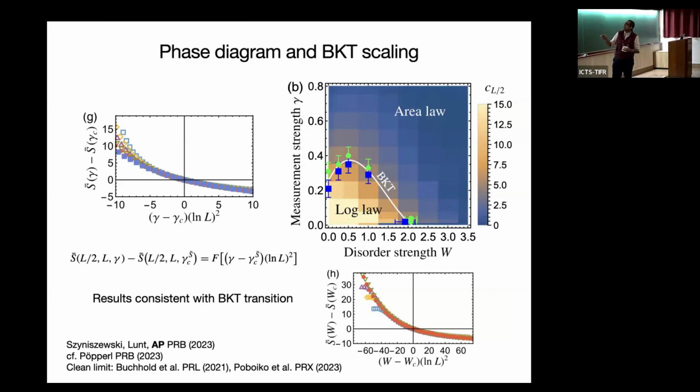And as you go to very large measurement probability, you enter the area law phase. This is assuming a scaling form which is consistent with BKT. Here is the scaling collapse at weak disorder as a function of gamma, along this cut. We can go to relatively large system sizes because it's non-interacting. One can look at hundreds of sites, while at weak dissipation as a function of disorder, one can also see some kind of a scaling collapse.